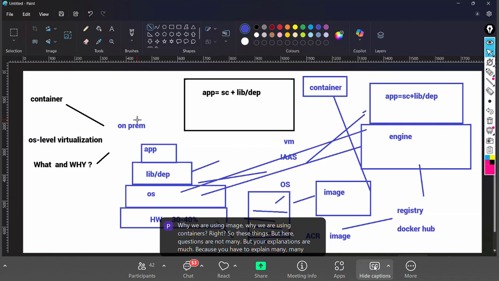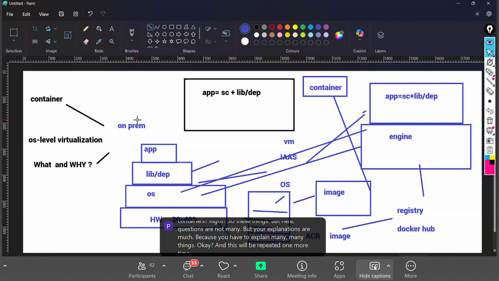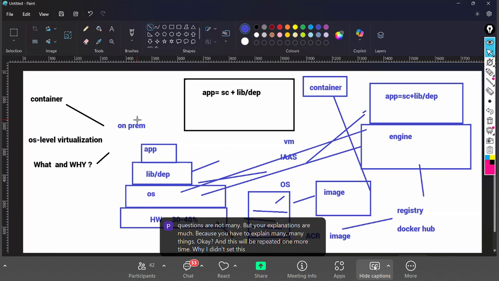explain many things. And this will be repeated one more time. Why didn't I say this earlier? Because I don't want you people to be lazy. This will be repeated one more time during Docker and Kubernetes, don't worry. I'll repeat this flow one more time, so you will be comfortable. But don't rely on that. Understand today, today.